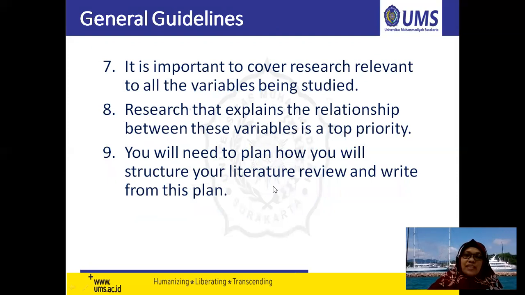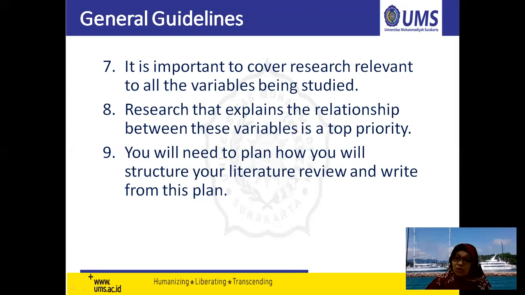Okay. It is important to cover research relevant to all variables being studied. If we have the research and need many variables, you can cite the research also in our literature review. Next, research that explains the relationship between these variables to the top priority. It's still about variables. And you will need to plan how you will structure your literature review and write from this plan.